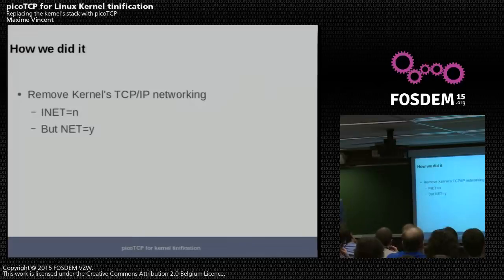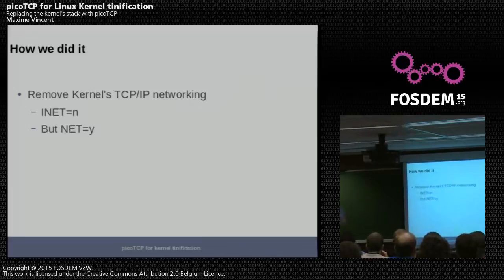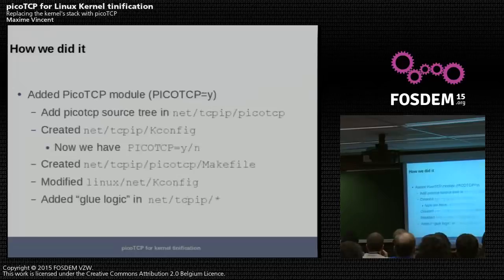How did we do this? So first part is very easy. In the kernel .config, you set inet to no, but you still need net equals yes. So net is the part that I was talking about that's providing you the device's interface to transmit packets. Then we added a new module, PicoTCP, and you can enable it by setting PicoTCP equals yes in your .config.